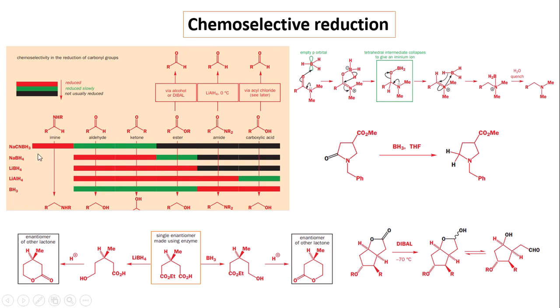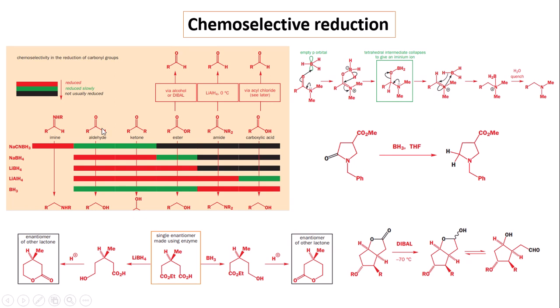This diagram is taken from the Clayden book, and from this book it has been shown that different types of reducing agents are represented here. From this it has been shown that the red color means the compound can act as the reducing agent, but the black color means it does not properly reduce the substrate.